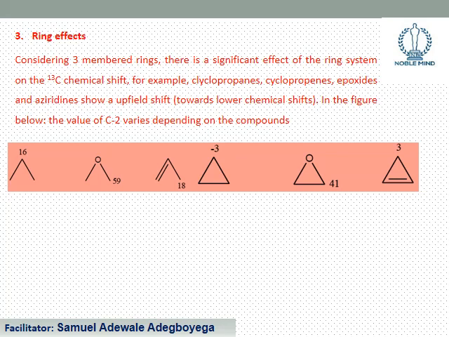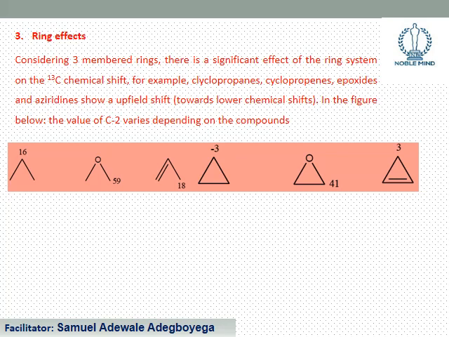The third factor here is the ring effect. Let's talk about 3-member rings. For example, we have different 3-member rings here. So you have cyclopropene, and look at epoxide, look at aziridines, and so on.